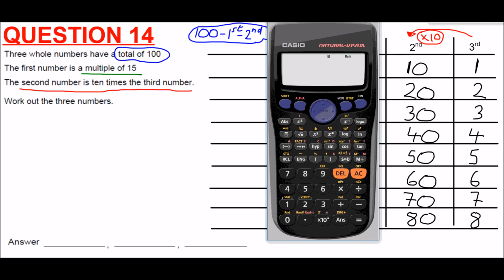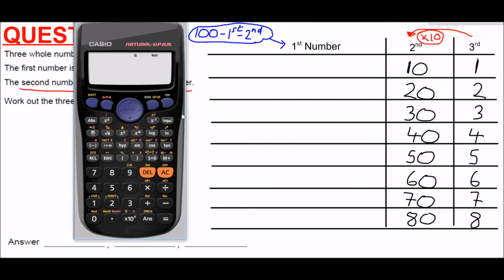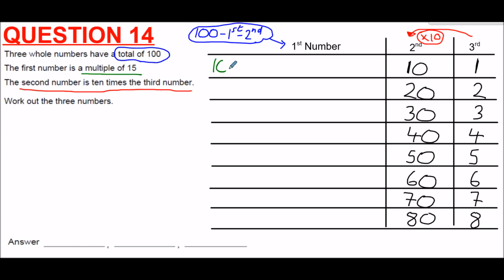So just looking here at the first row, if the third number was 1, the second number would be 10. So 100 take away 10 take away 1, which should be 89. Is 89 in the 15 times table? Let's see if it goes into 15. No. So 100 take away 10 take away 1 equals 89. Is that in the 15 times table? No. So that's a no. But let's just try again.